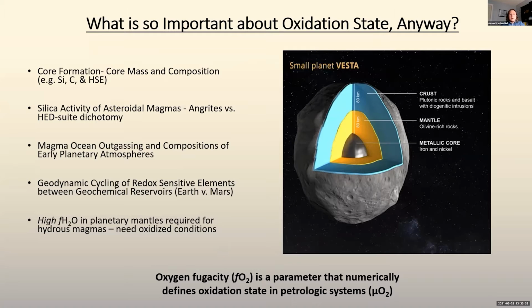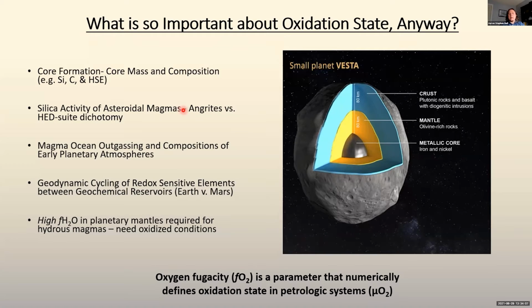Another important application of understanding oxidation state is in the partial melting of asteroidal bodies. In the petrology of small asteroid-sized bodies, we know that the silica activity of partial melts produced when these bodies melt directly depends on fO2. For example, this is a cartoon rendering of Vesta and its small core. The silica activity of partial melts, or the magma oceans that get produced on small bodies, directly depends on fO2.